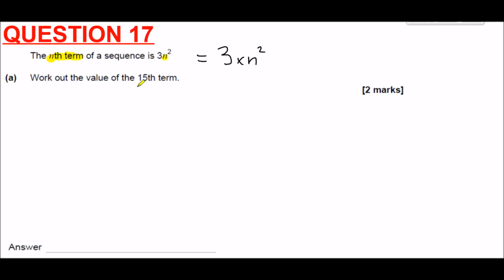So for part A we need to work out the 15th term, in which case n would be 15. n is the term number, so the 15th term means we can just use the value of 15 in place of n. And so 3n squared becomes 3 multiplied by 15 squared, because we're saying now that n is 15. So we can try this on our calculator.